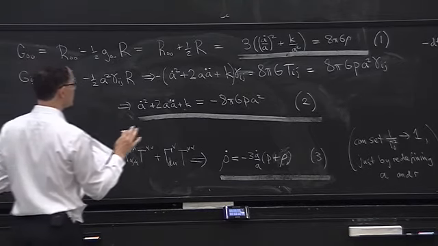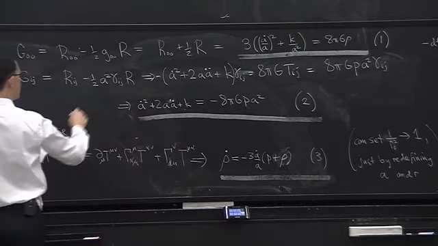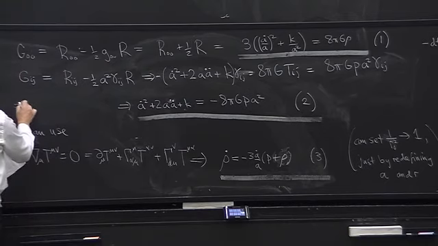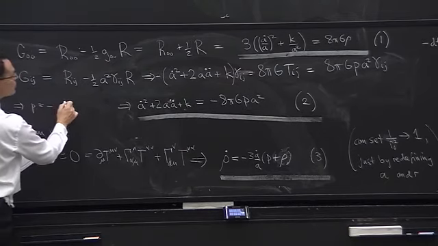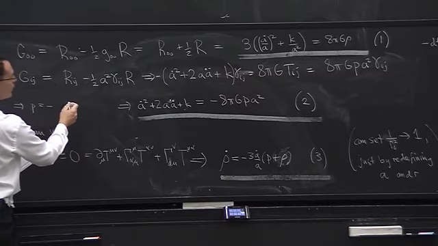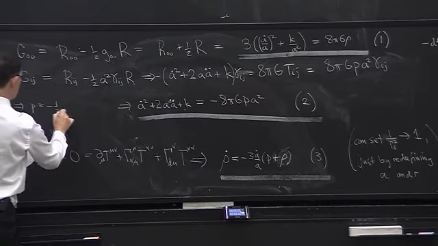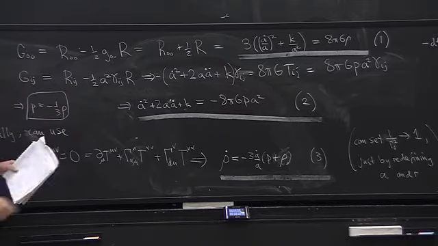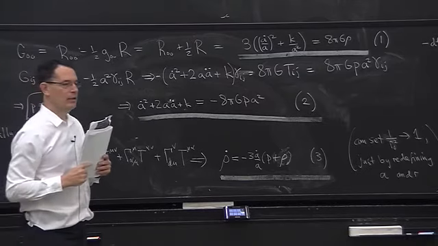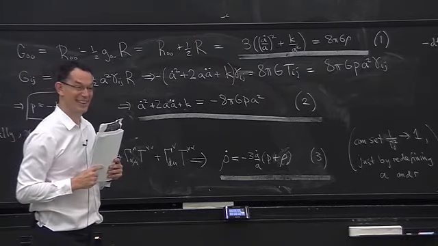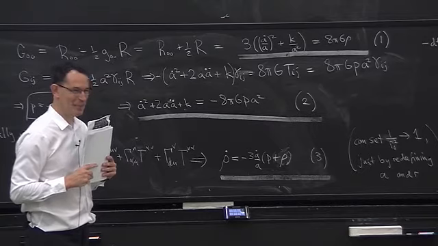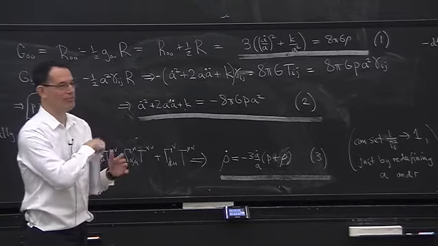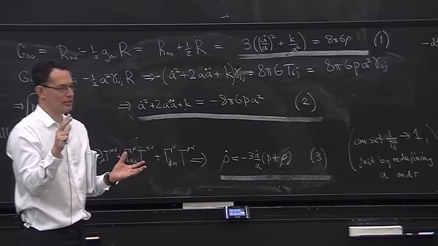Oh, yes. No, that's true. So those two equations together imply P is minus 1/3 rho, right? Isn't that true for an ideal gas or something like that? Nope. But it is true if you have a cosmological constant, right?